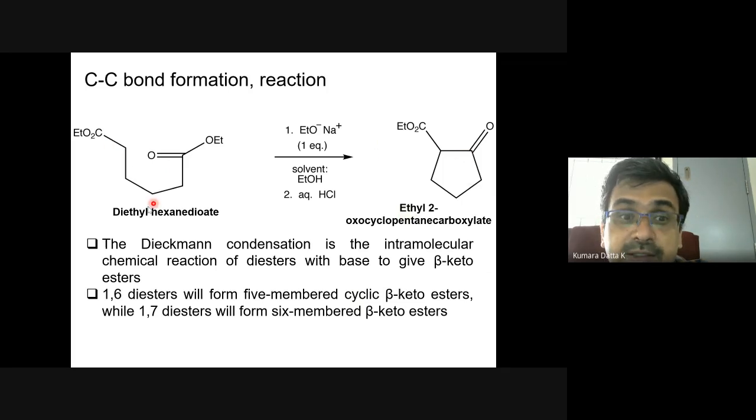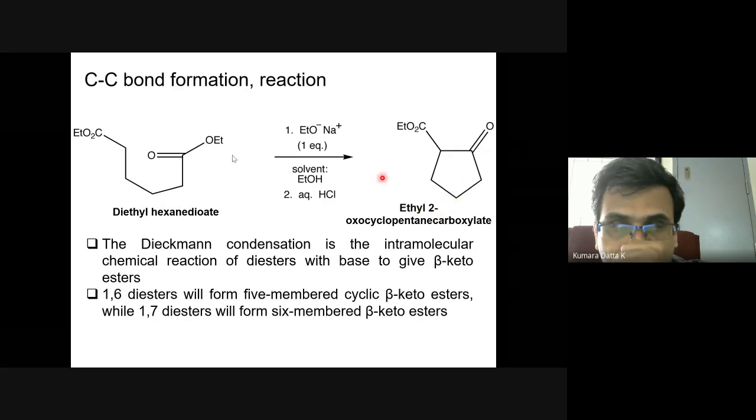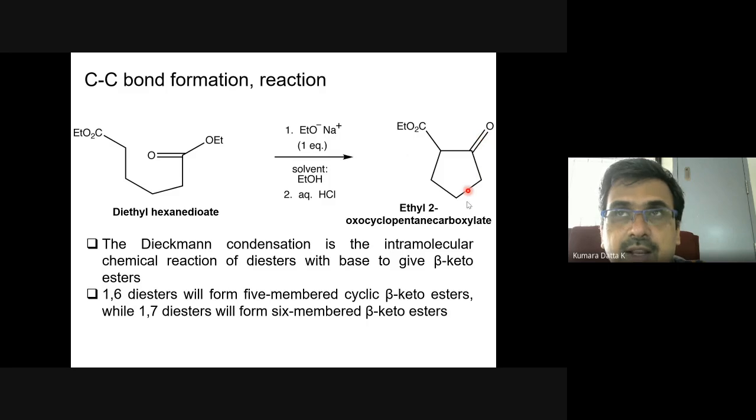If you have 1,7, you will get a six membered ring. If you have a six carbon system, we end up getting a five membered ring. With a seven carbon system, we get a six membered ring because one carbon is less to close the ring, because we are forming a CC bond.